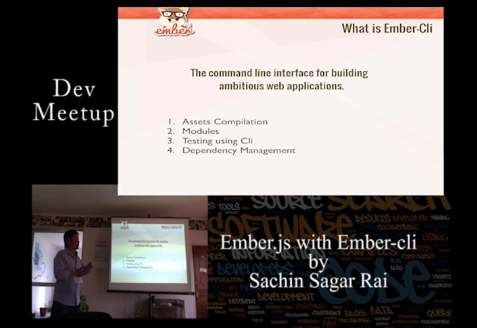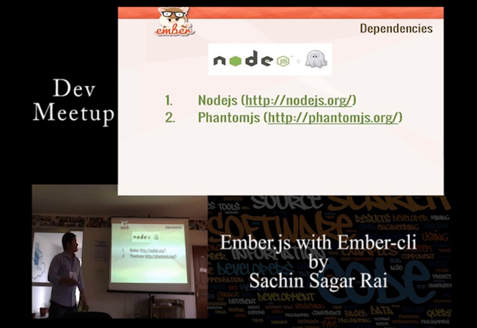And another one is npm. That comes with Node.js, and it searches for the libraries in the npm registry. So up to here, these are the 4 parts of Ember CLI as shown over here. And these are the dependencies mainly.